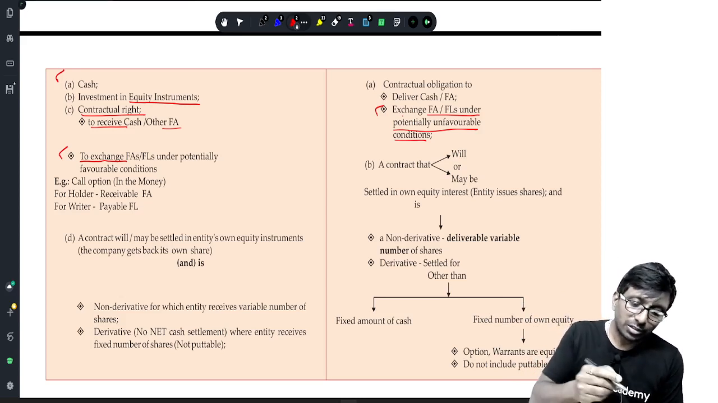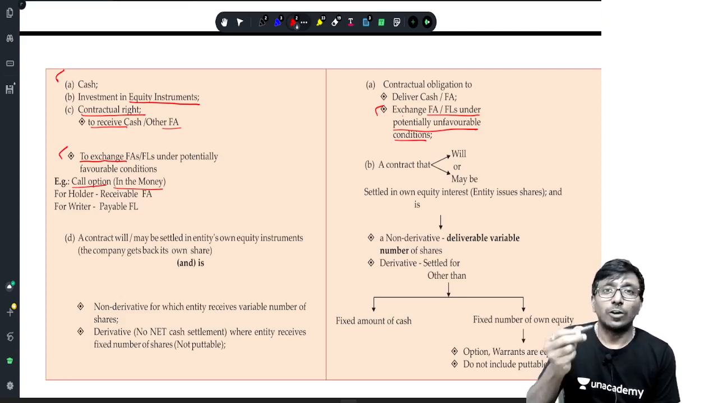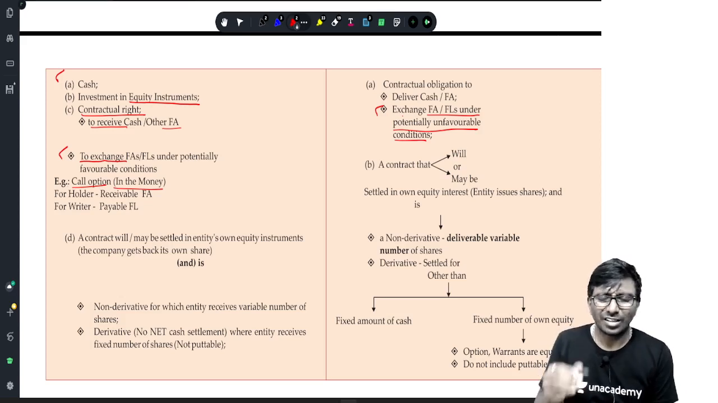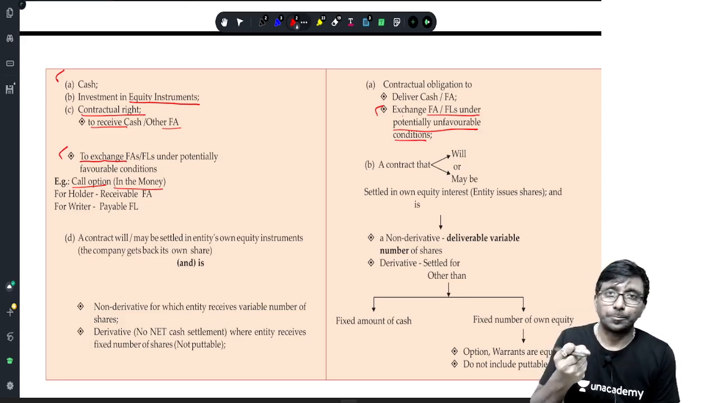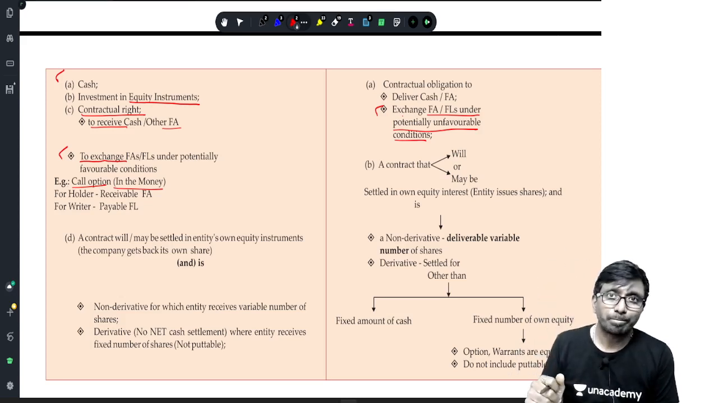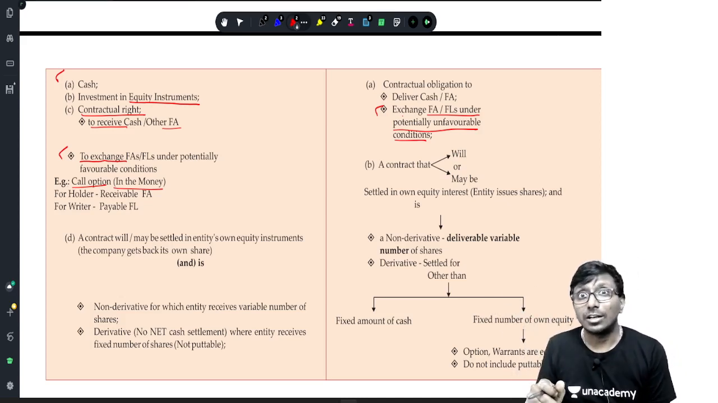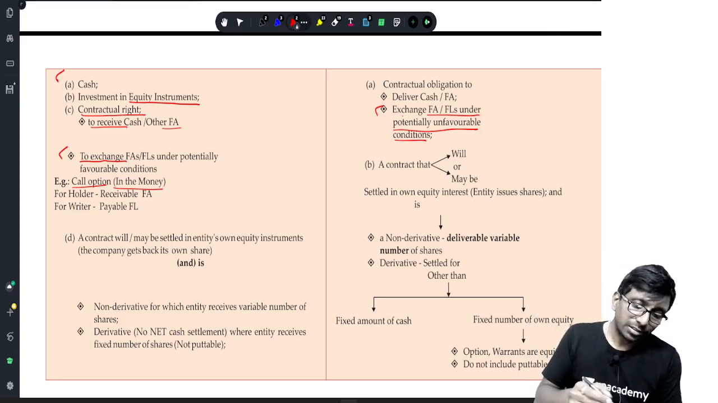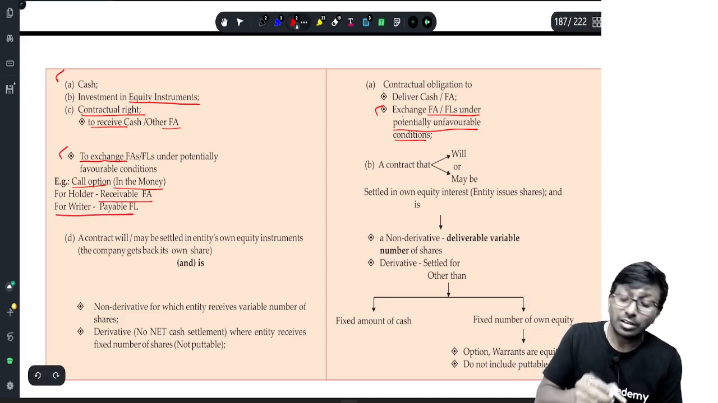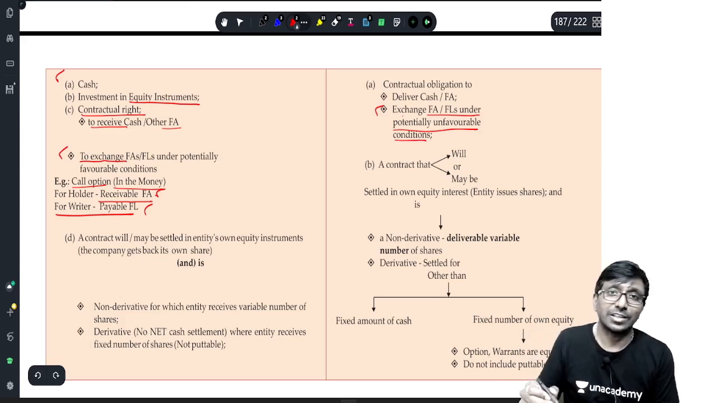Got it? So in case of a call option, if it is in the money, I am the holder of the call option, or I am a holder of a forward contract, or a party to a futures contract. If it is in the money to me, that means it is an asset to me. At the same time, for the other party it is out of the money, so obviously he is liable to pay. If I have a financial asset, it automatically creates a financial liability for the other party. So for the holder it is a receivable financial asset, and for the writer, the other party, it is a financial liability.